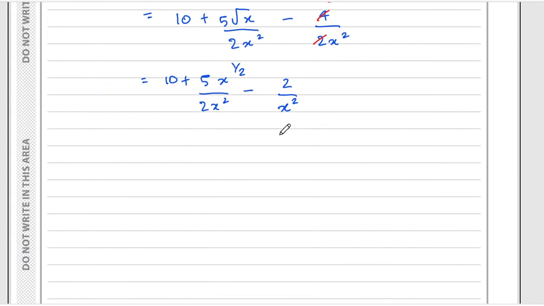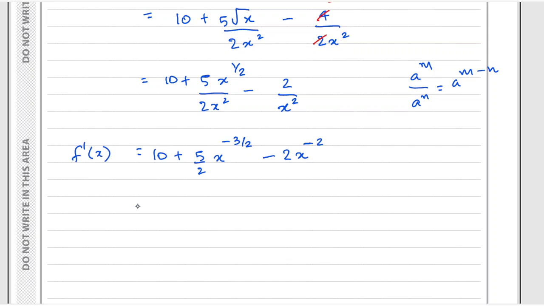Okay, now if I apply the rule a to the power m over a to the power n is equal to a to the power m minus n, I would be getting 10 plus 5 by 2 x to the power negative 3 by 2, and this is minus 2x to the power negative 2. So this is your derivative function in a simplified form. Now I can take the integration of this part. So the integration of 10 is 10x.